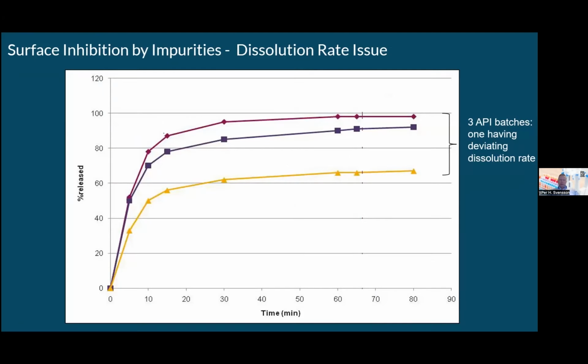Let's go to another example, which is dealing with surface inhibition by impurities. In this example, there was a deviation in dissolution rate between 3 different batches, but we couldn't understand why. The batches were of high and similar purity, but in one of the batches, there was a very small amount of impurity that had a very similar molecular structure compared to the API.